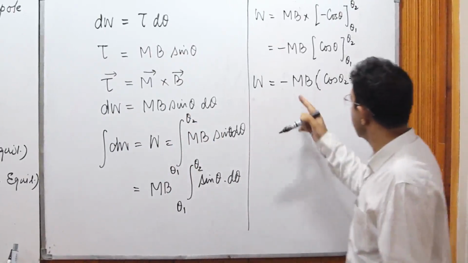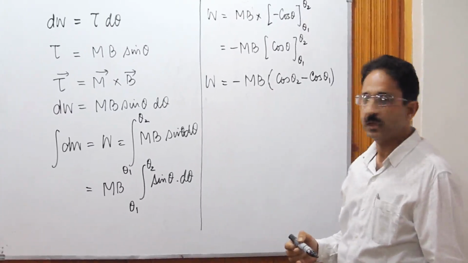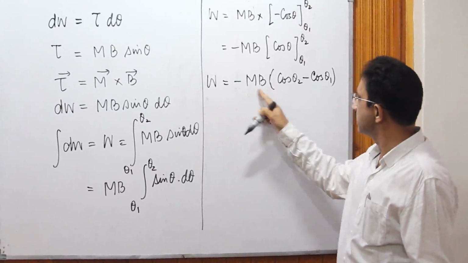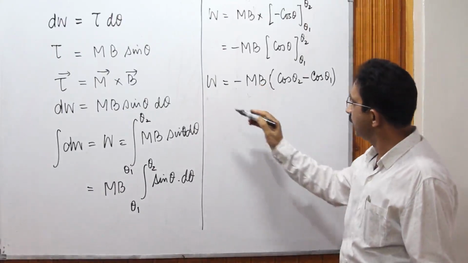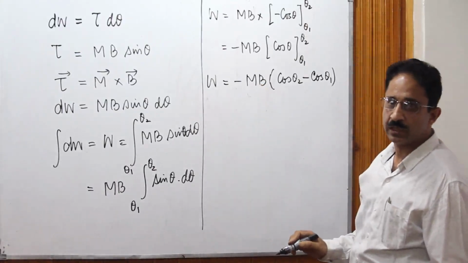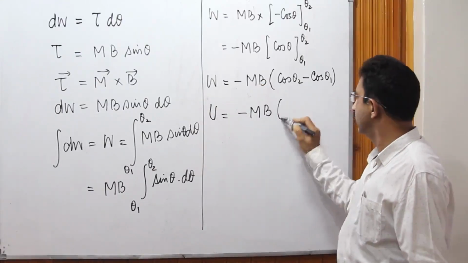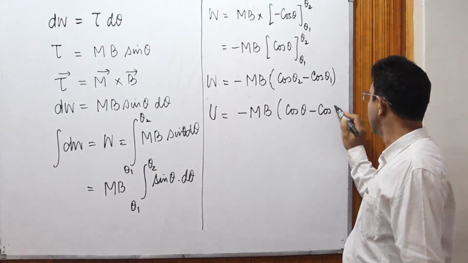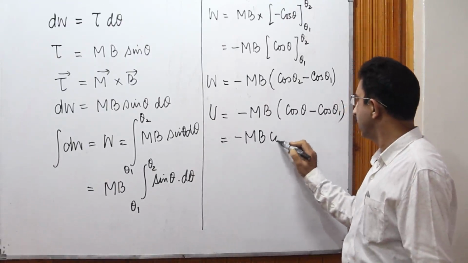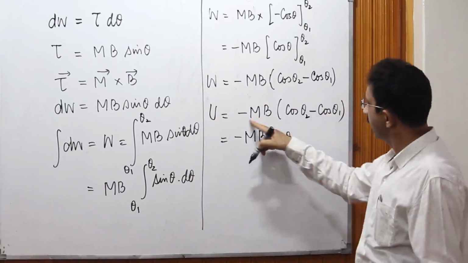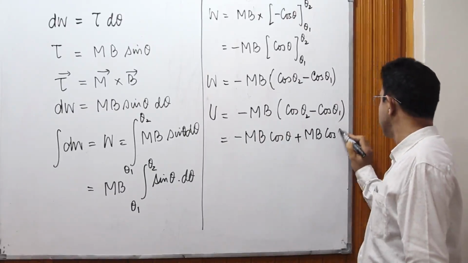So I look at this equation. If you look at this equation, this is basically a difference of two potential energies. So if I write that this work done gives us the potential difference actually, so that way we can agree that if we write this equation as potential energy, we have the potential energy equal to minus mB into cos theta 2 minus cos theta 1. So I can write this equation also like this: minus mB cos theta 2. So minus mB cos theta 2, minus into minus is plus, plus mB cos theta 1.